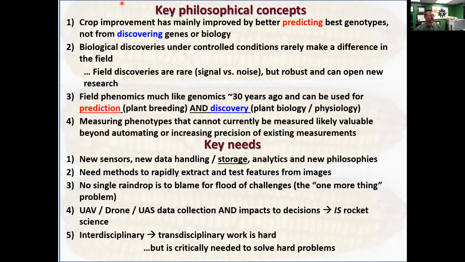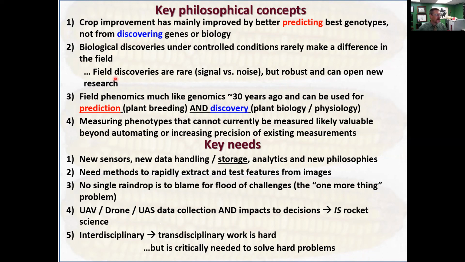Biological discoveries under controlled conditions tend to rarely make a difference in the field. So if I discover something in the greenhouse and then I take it to the field, it tends to fall apart. That's because there's too much noise in the field. There's too many biotic factors and abiotic factors interacting in it.